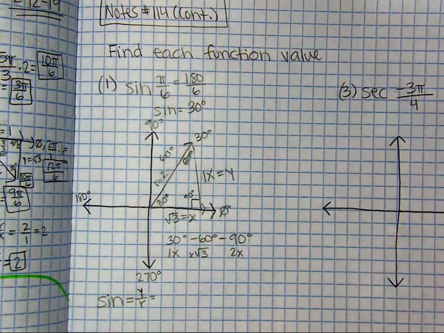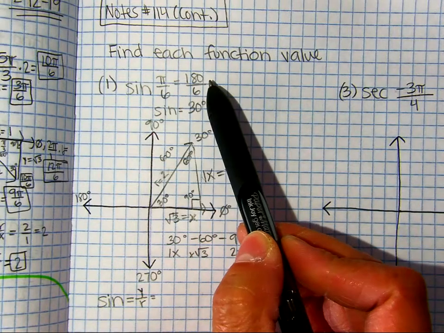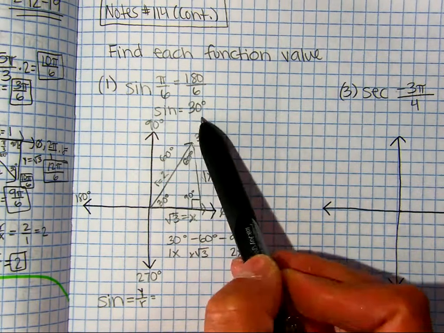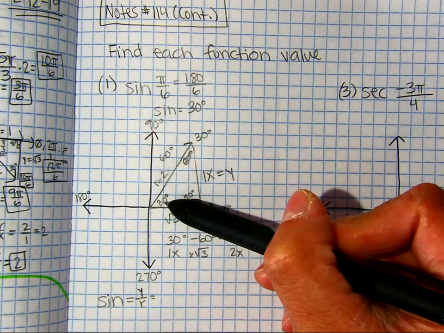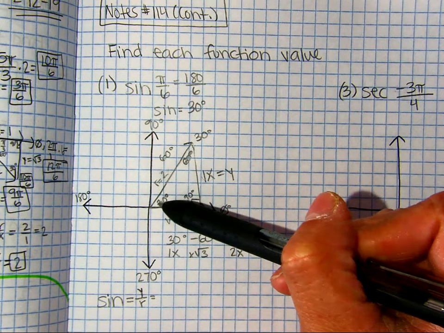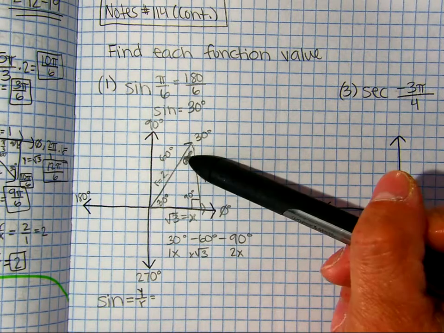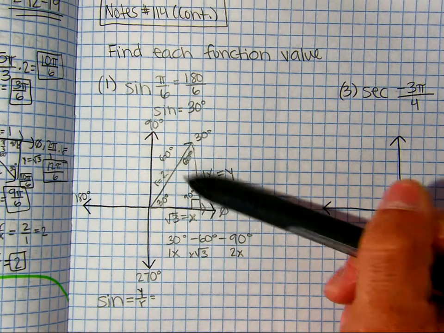This student recognized my trick. Pi is equal to 180. So 180 divided by 6. You're essentially finding sine at 30 degrees. There's the reference angle. Always across the 30 is a 1. Always across the 60 is radical 3. And always across the 90 is 2.